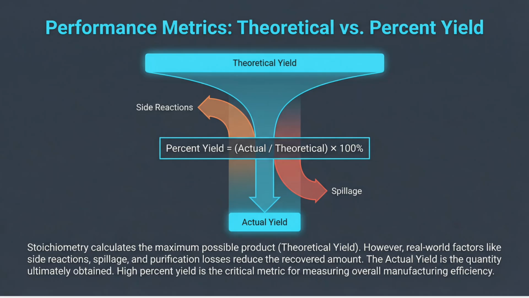Finally, we compare theoretical yield to actual yield, using a funnel diagram to show losses from side reactions, spillage, and purification. The percent yield formula expresses actual output relative to the theoretical maximum, and achieving a high percent yield is the key metric for evaluating real-world process efficiency and identifying where improvements are needed.